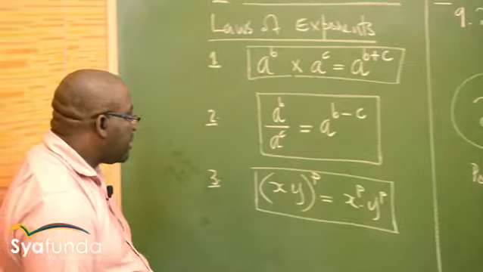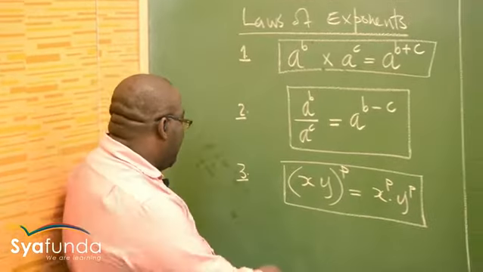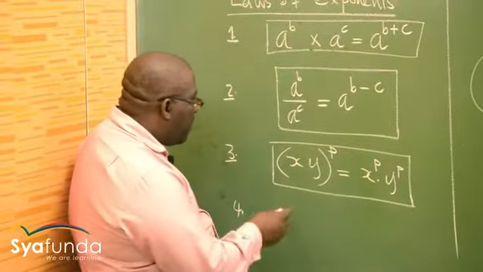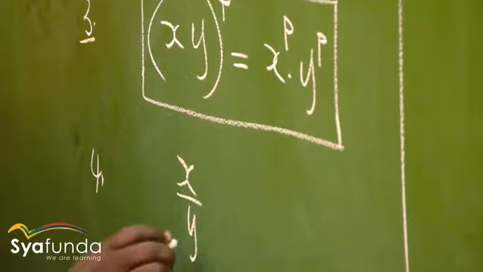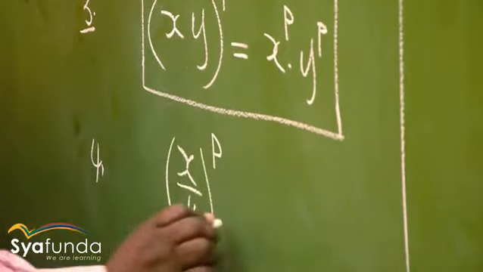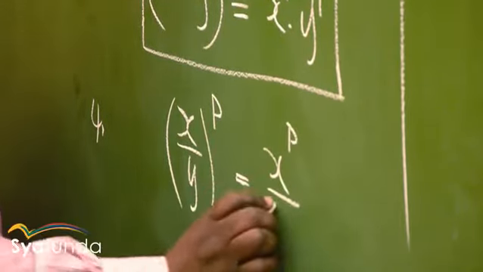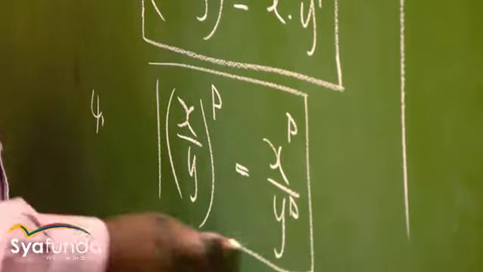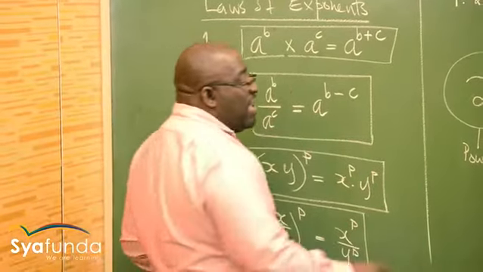Right. Another important exponential rule is that when you divide, if you've got x over y, and they're also all to the power p, this can be written as x to the power p over y to the power p. That is also very important. It's the same thing when you divide as well. And there's another one that we must all know. Let's look at this one.